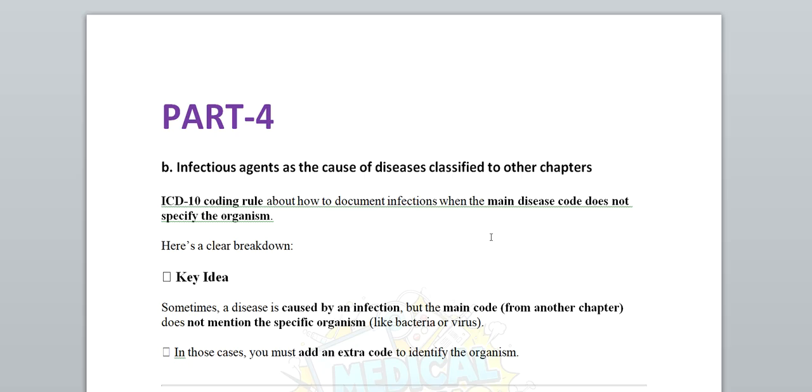Today we discuss a very important topic: sepsis, severe sepsis, and septic shock.